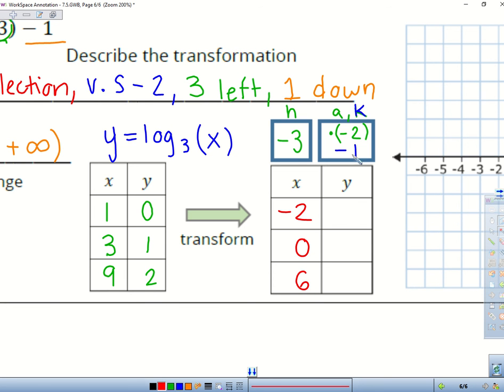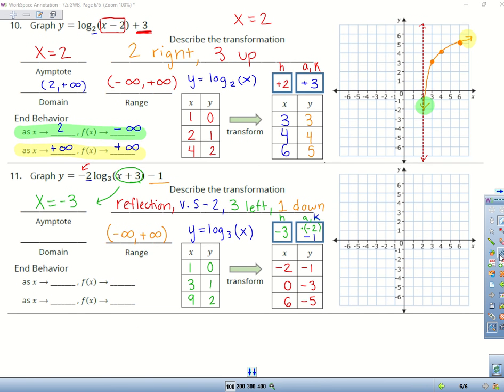Now we're going to take our y, we're going to multiply by negative 2, and then subtract 1. So 0 times negative 2 is 0. 0 minus 1 is negative 1. 1 times negative 2 is negative 2. Negative 2 minus 1 is negative 3. And then 2 times negative 2 is negative 4. Negative 4 minus 1 is? Negative 5. Good. I just go through, I check my work, and now I can graph my function.